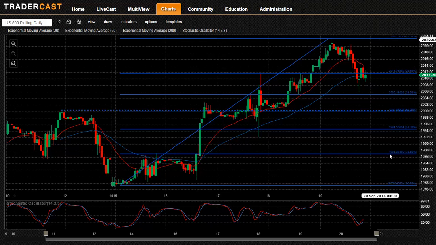Stochastics are pointing to oversold on intraday, therefore potentially providing bullish traders with the opportunity to trade the breakout.